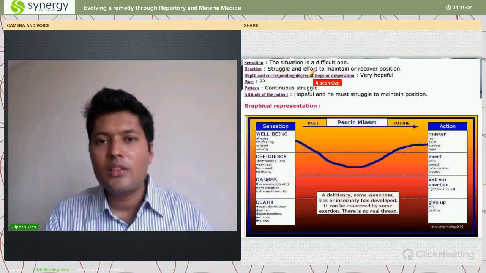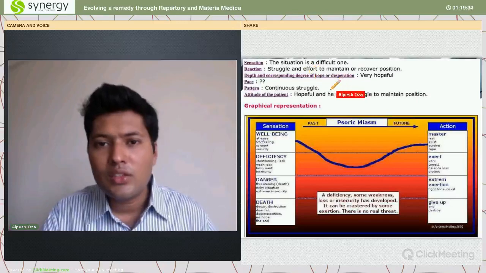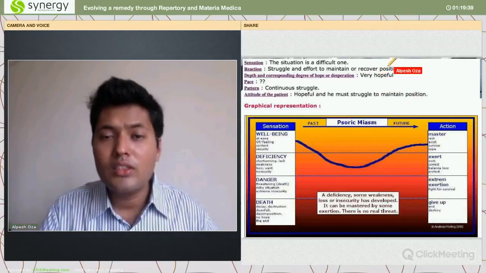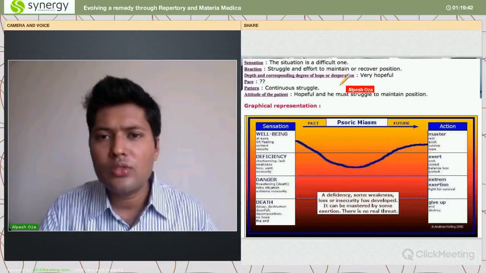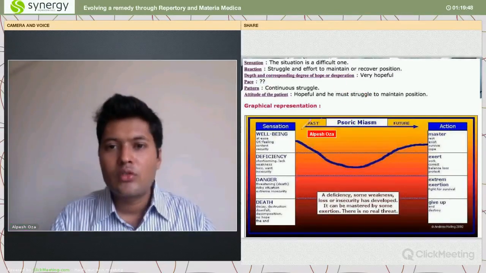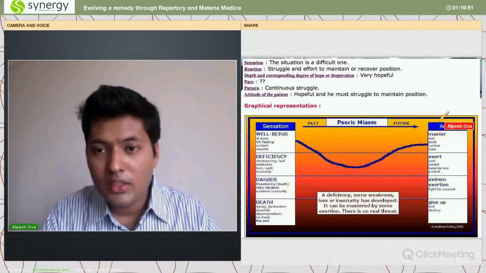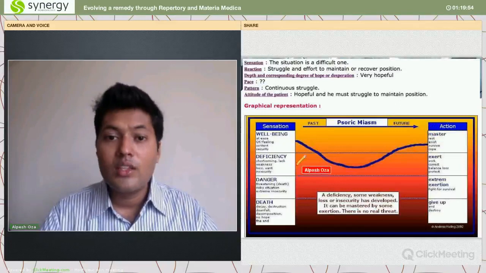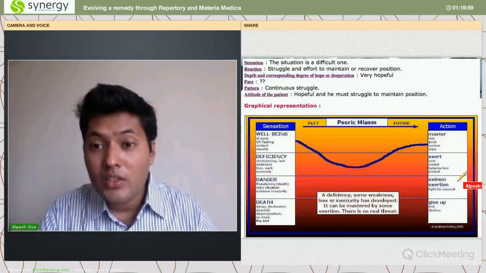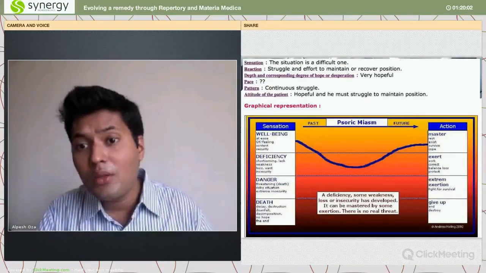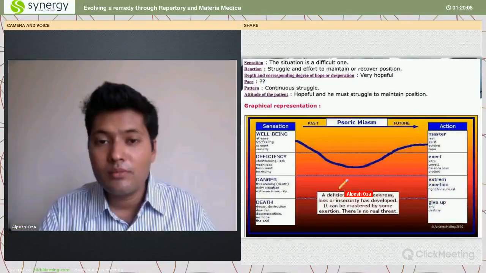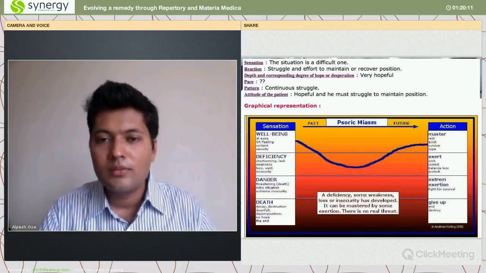So in the psoric miasm, we see there is a struggle and a constant effort to maintain or recover that position, and we see they are very hopeful, with continuous struggle, hopeful on one side, and on the other side a lot of struggle to maintain that. So when they are well, they are a kind of master. When they are deficient, they have to exert for that. And when in danger, they have to exert at an extreme level. And finally, once they give up, there is the end, death.